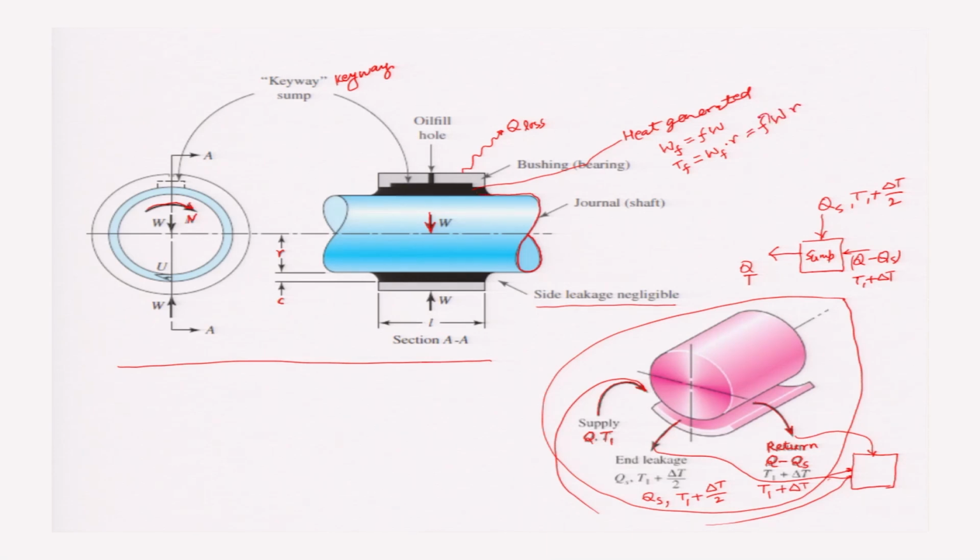So, knowing the coefficient of friction, which you may get from the graph drawn between Sommerfeld number and R by C for different L by D ratios, you can get f knowing the Sommerfeld number. Knowing the values of W and R, you will have this Tf, and the heat generated will be H is equal to 2 π Tf N.